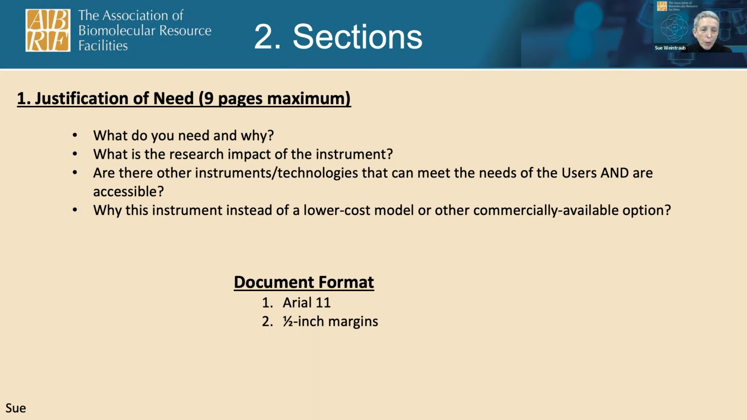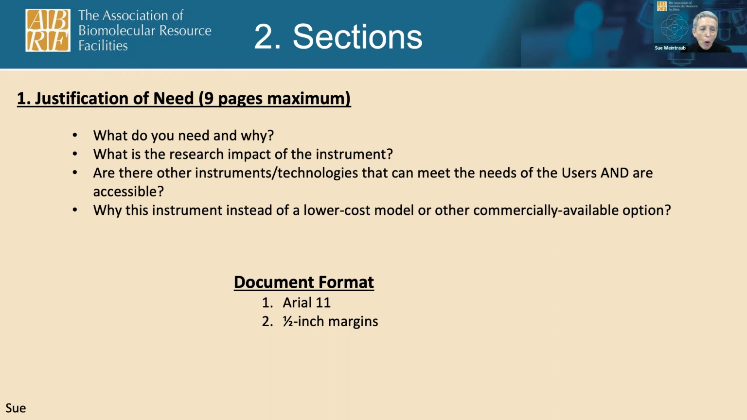Are there any other instruments or technologies that can meet the needs of the users and are accessible? And this, again, we'll cover several times. What is accessible? If it's an instrument in a PI's lab that's only used for their research and it's not shared, that's perfectly fine. But as you'll see in the support letters, you need to get documentation. And we'll go over this again.